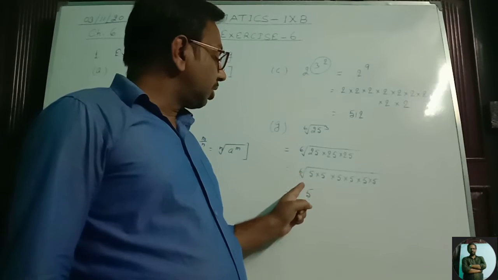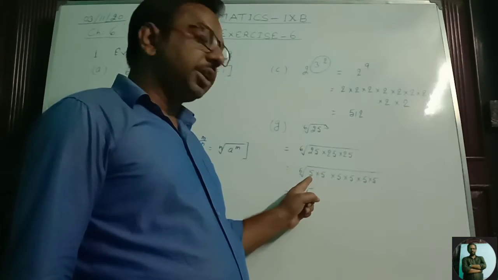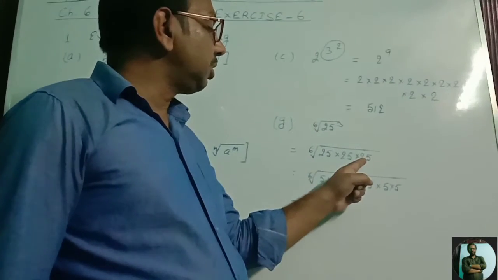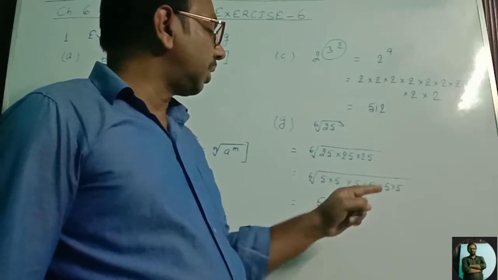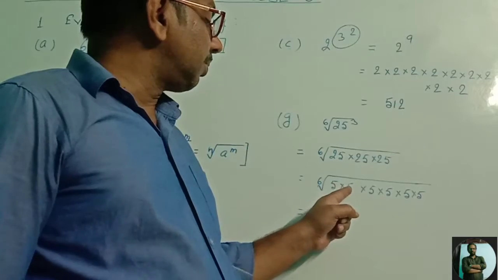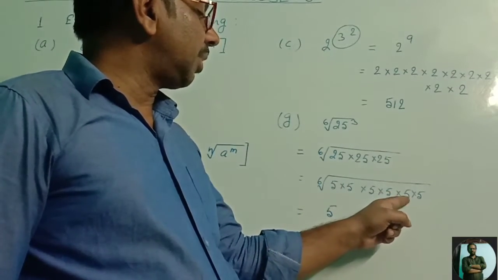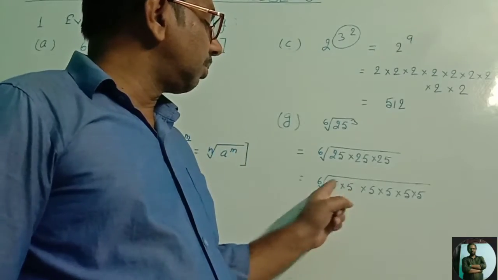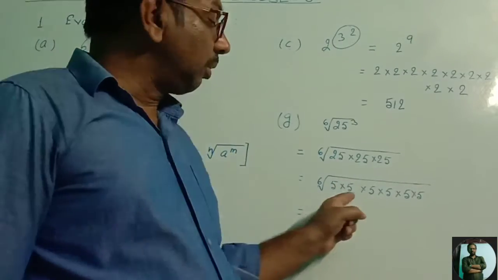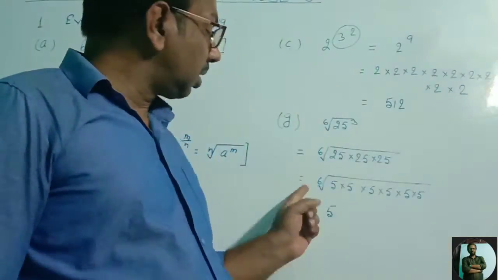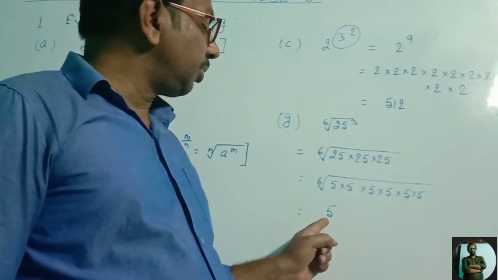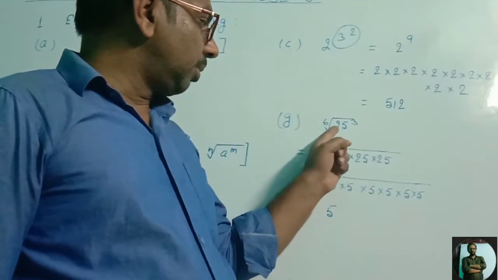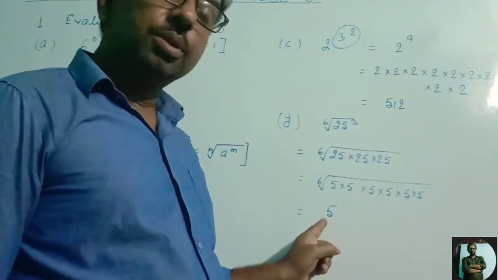Now here, 6 cube root 25 will be written as 5 into 5. This 25 will be written as 5 into 5, this 25 will be written as 5 into 5. So 5 into 5 into 5 into 5 into 5 into 5. There are 6 5s, here is 6 root over 6 5s. So out of these 6 5s, one 5 will come out because 6 is here. So this became 5. 6 root over 25 whole cube equal to 5.